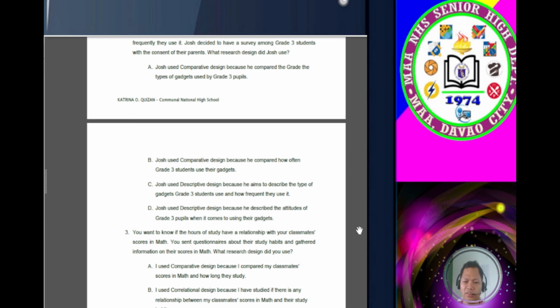Okay, the correct answer is letter C. So it's more on description only. Josh used descriptive design because he aims only to describe the type of gadgets used by grade 3 students. I hope it is clear to you the reason for the correct answer.